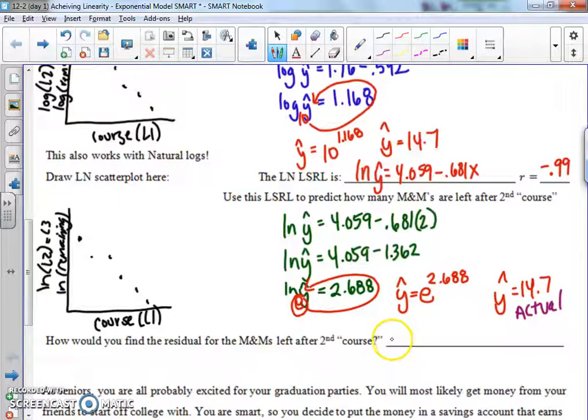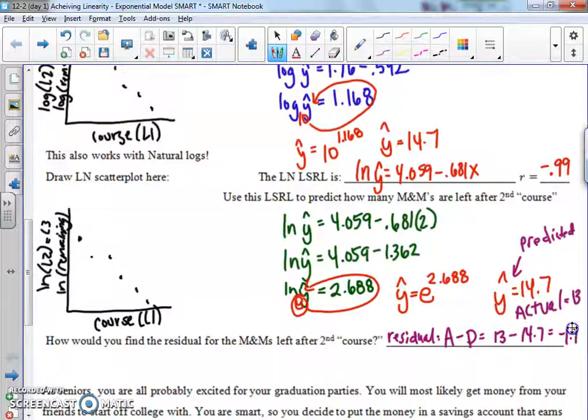To find a residual, remember we're in an AP class. So I taught you to do the actual minus the predicted. Well, we just found the actual. The actual was 13. This one is the predicted. So we take the actual of 13 minus the predicted of 14.7. So we say that our regression line, did it over or under predict? It over predicted by 1.7. Remember, if it's negative, it over predicted. If it's positive, it under predicted.